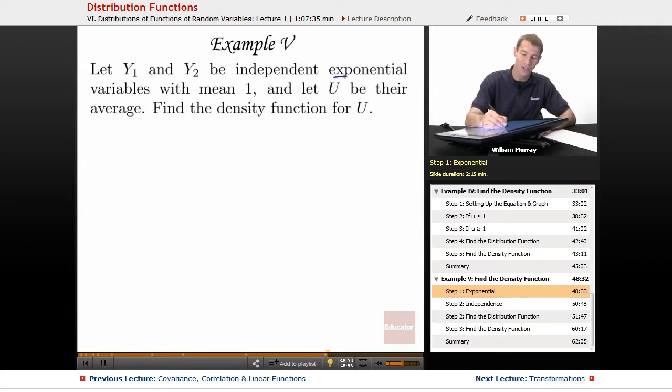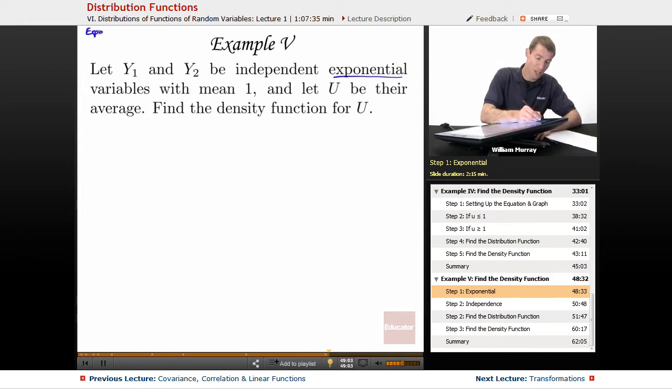The first thing is to notice that we have exponential variables. Let me remind you of the generic formula for an exponential random variable. An exponential random variable has the following density function. F of y is equal to 1 over beta e to the negative y over beta. And that's as y ranges between 0 and infinity.